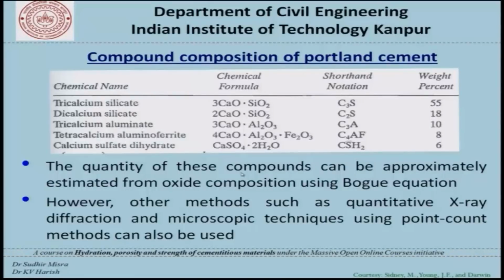The quantity of these compounds can be approximately estimated from oxide compositions from Bogue's equation, which will be discussed in the next slide. However, other methods such as quantitative X-ray diffraction and microscopic techniques using point count methods can also be used.